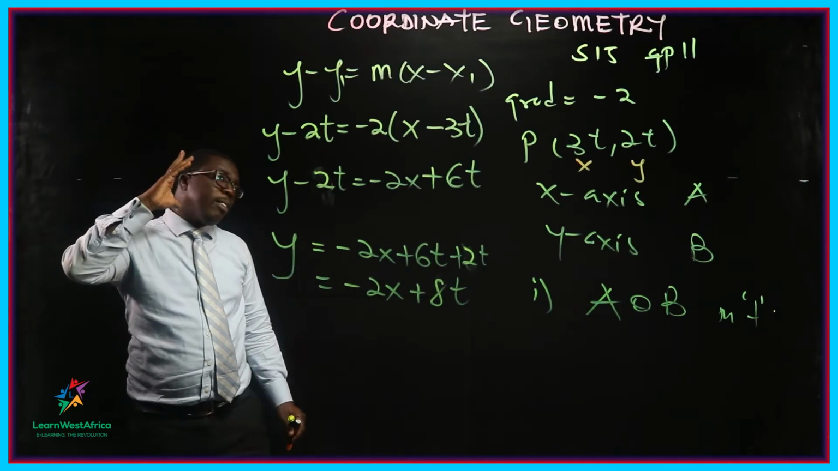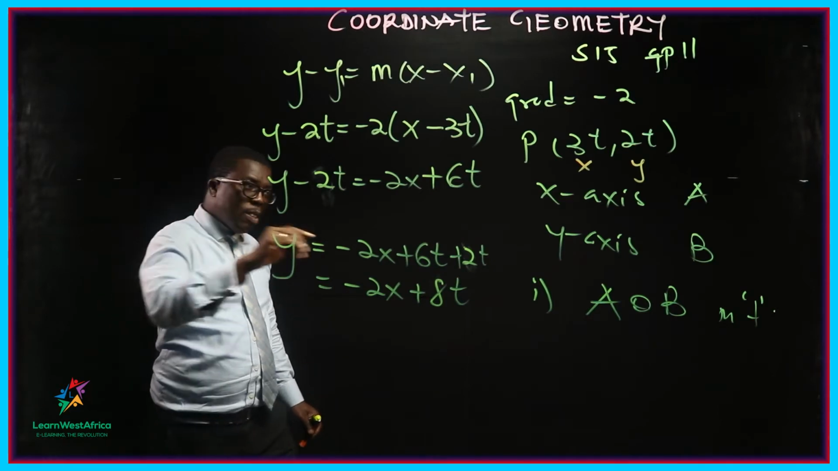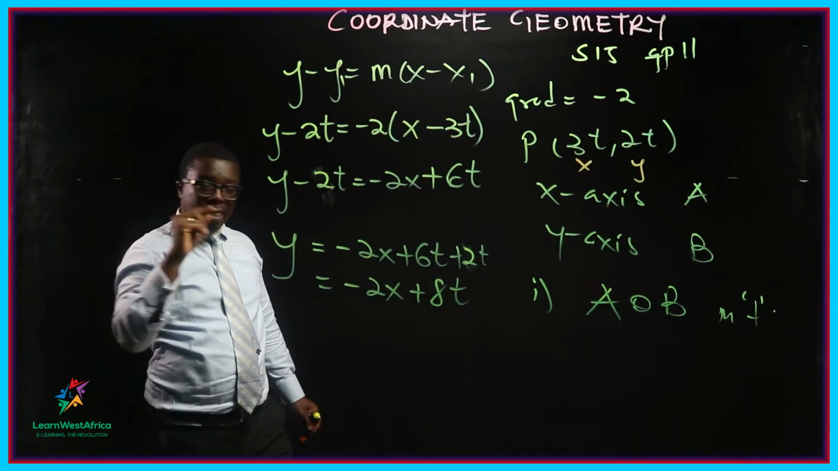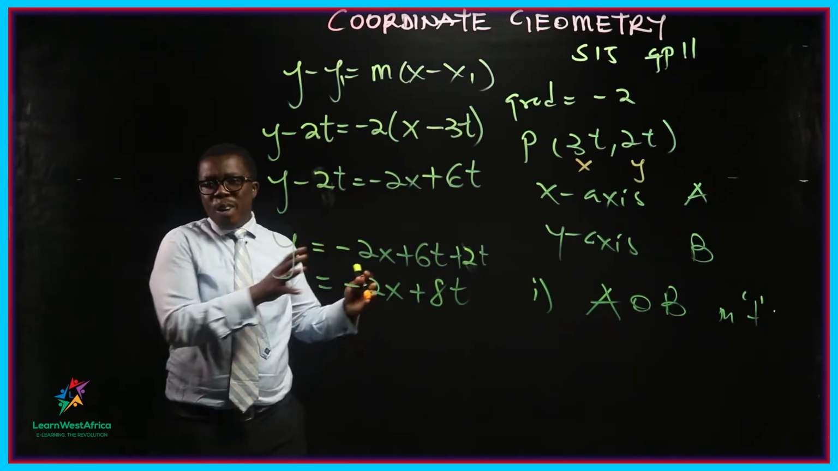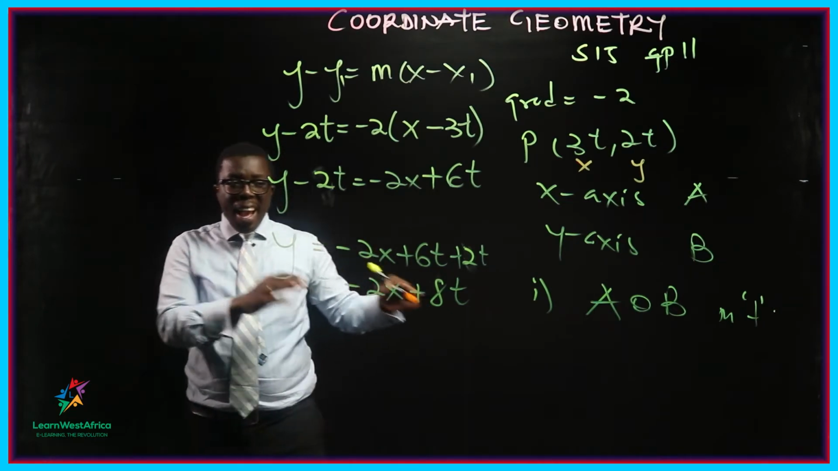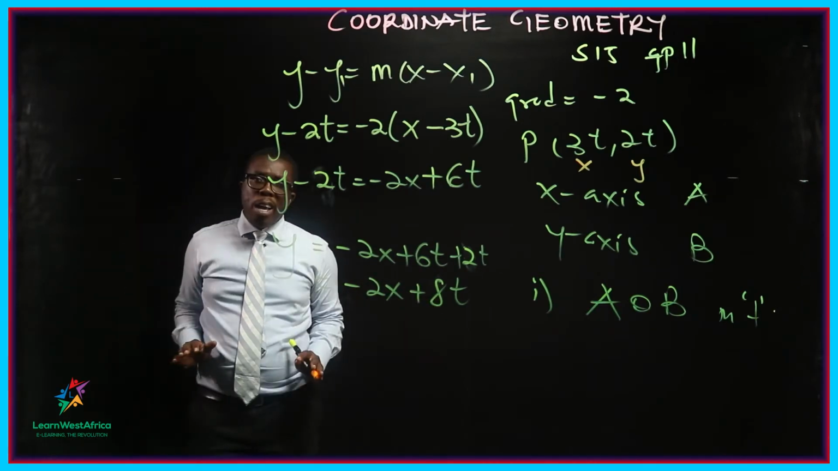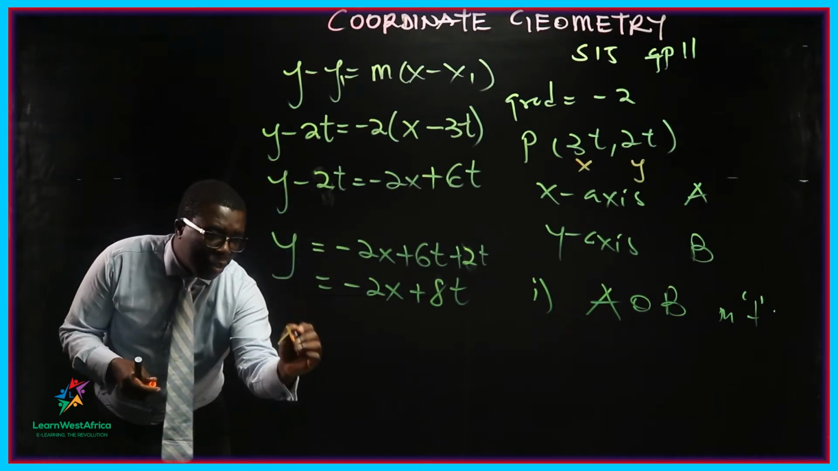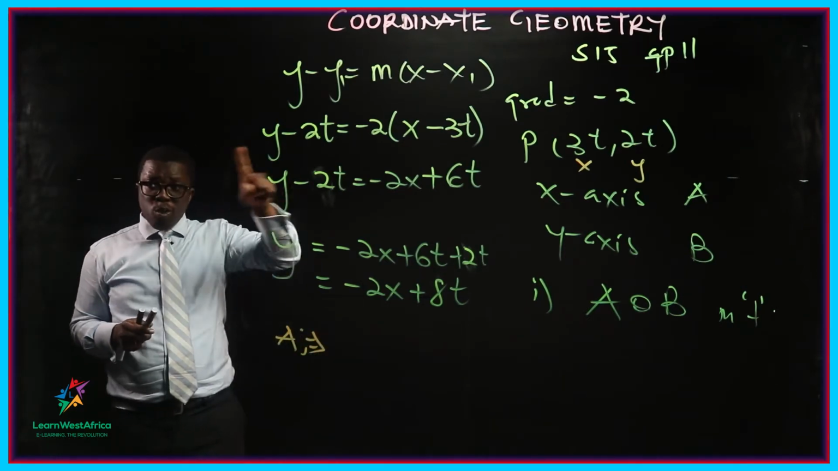Hope you're okay. Great. Now, we are saying that this line cuts the x-axis at point A, and it cuts the y-axis at point B. So how do we deal with that? We know that on the x-axis, y is equal to 0. So we pick the equation of the line and try to find the values of A on the x-axis. At that point A on the x-axis, we know that y is equal to 0.